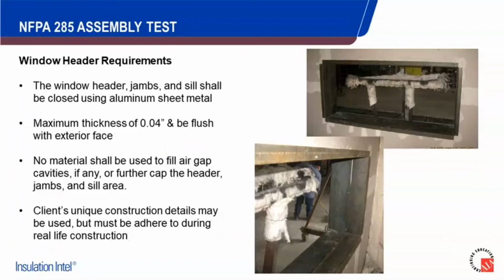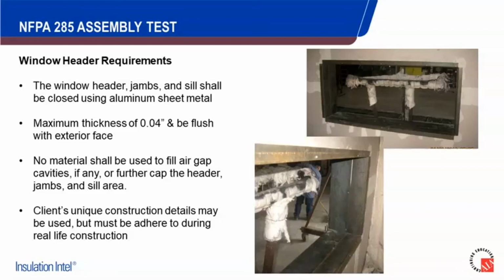One other thing to point out, and we get a lot of questions about this, so I wanted to bring this up in the presentation, is related to the header, the jamb and sill header requirements of that window opening, right? So per the test requirements, the test dictates a metal aluminum plate that encompasses all sides of that window opening, really there to try and simulate an aluminum window frame that is then, the flame has broken through and is now flashing over, is now impinging on, burning on that system. No materials could be used to fill the air gap cavities, if any, or further cap the header jambs and the sill areas.